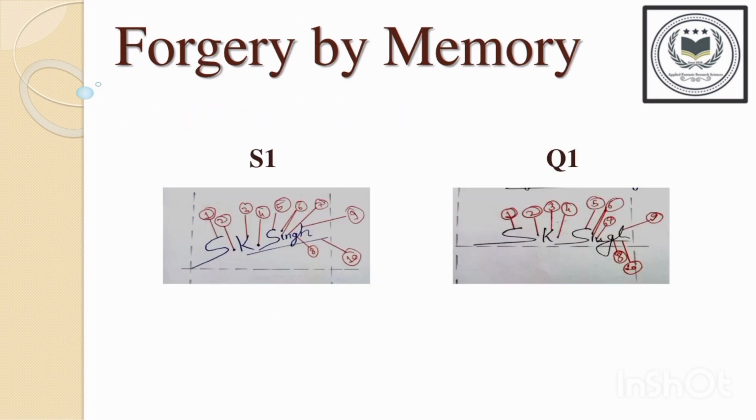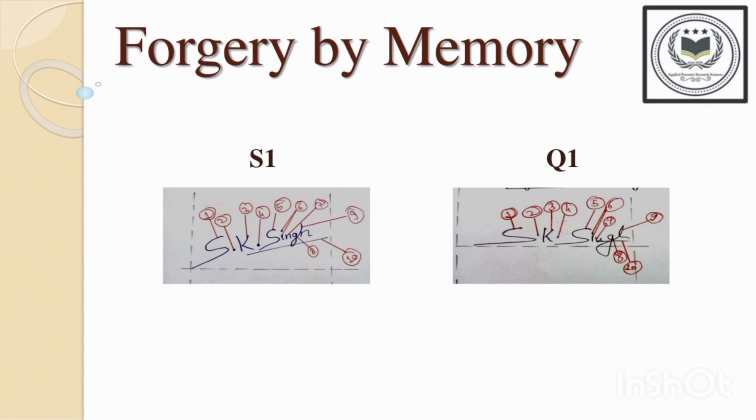The next type of forgery is forgery by memory. In this type of forgery, the forger makes the signature of a person from his or her own memory, without having its model in front of him, but he or she has seen it before in the past. It depends totally on the memory of the forger and how he reproduces the letters. It is the oldest form of forgery and can be detected easily.